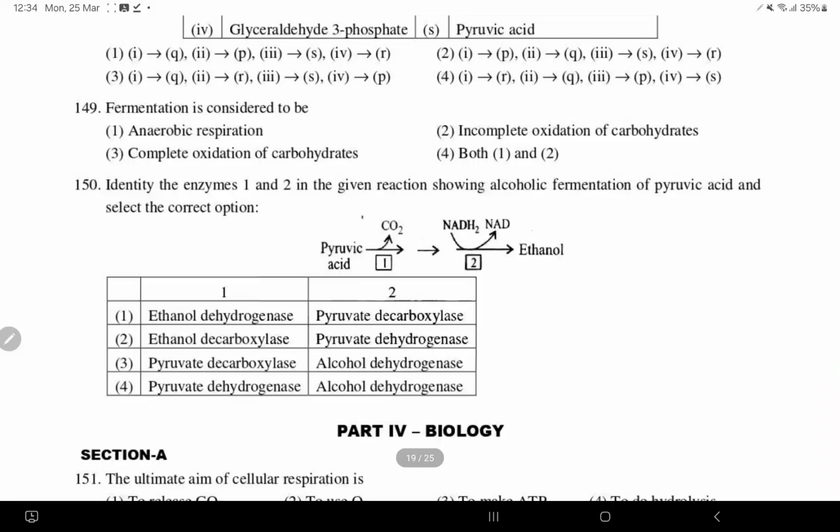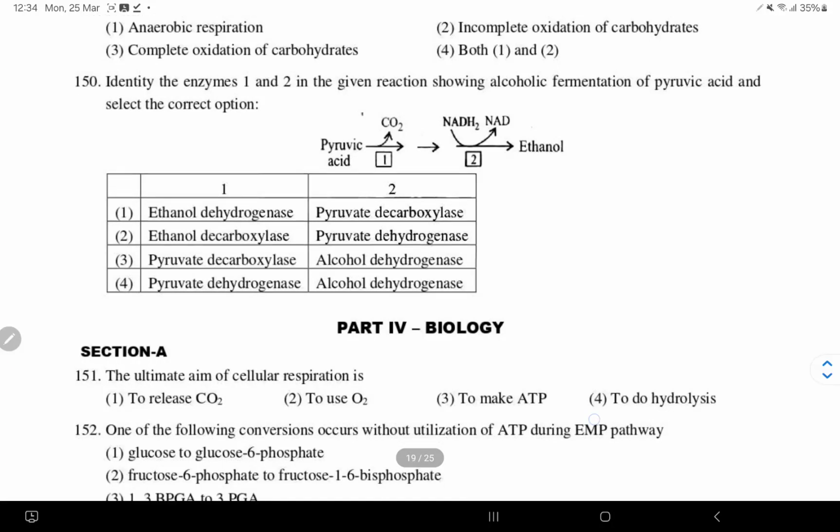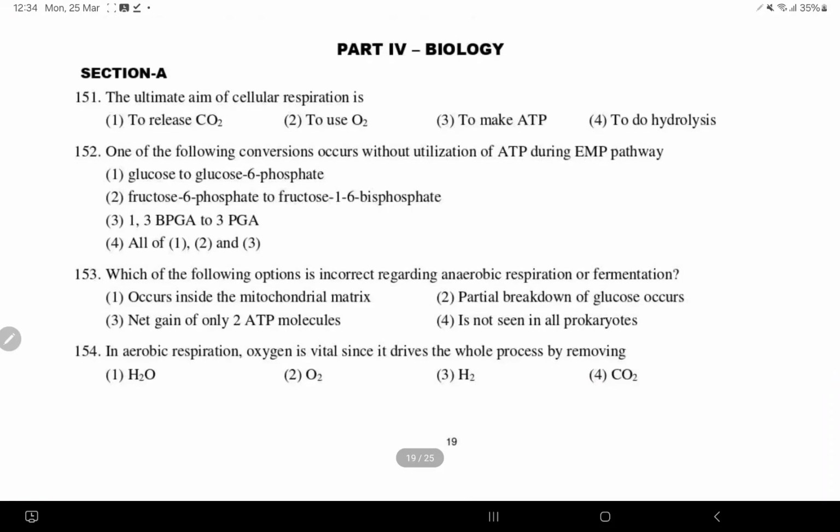Fermentation is considered to be incomplete oxidation of carbohydrates and anaerobic respiration. So 4, both 1 and 2. Identify the enzyme 1 and enzyme 2: pyruvate decarboxylase, alcohol dehydrogenase. Option 3 is matching. The ultimate aim of cellular respiration is to make ATP.